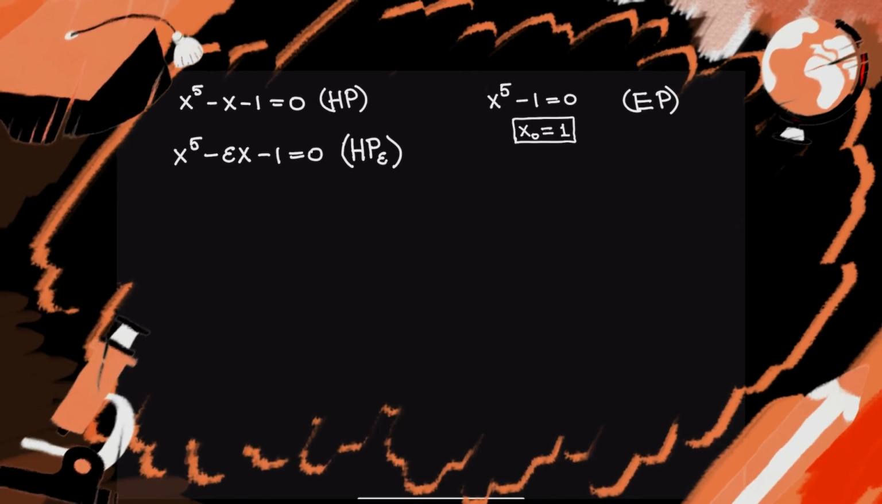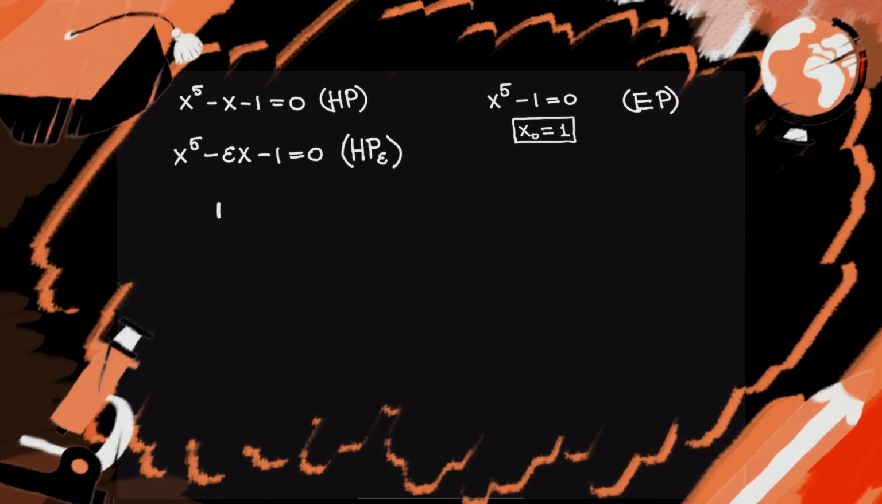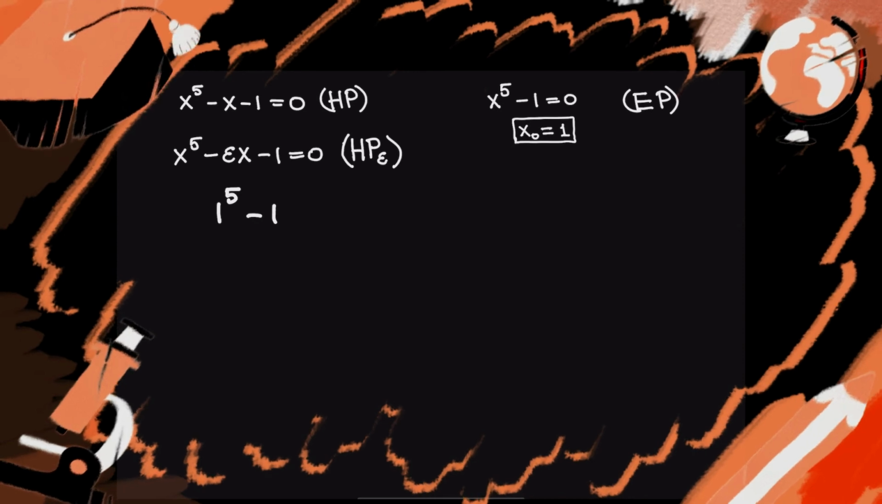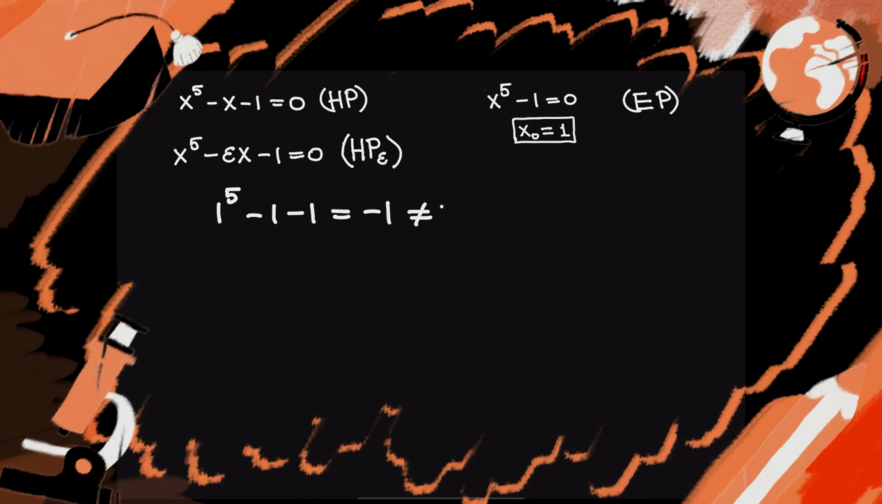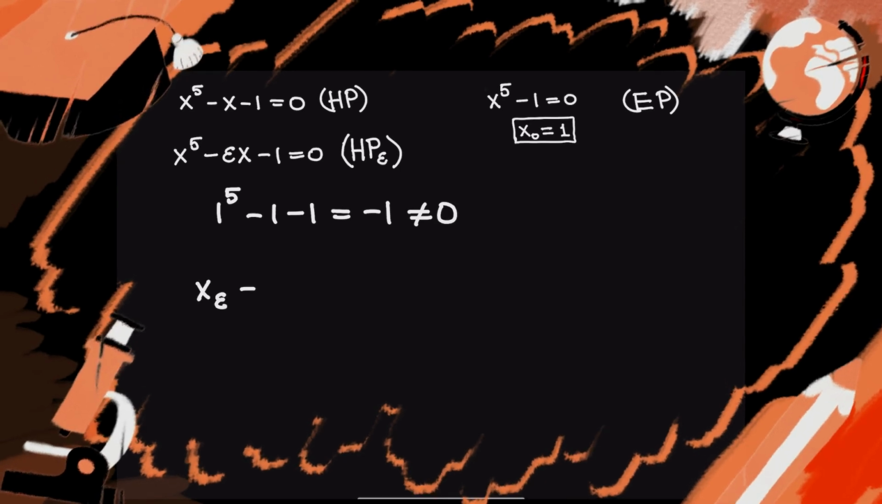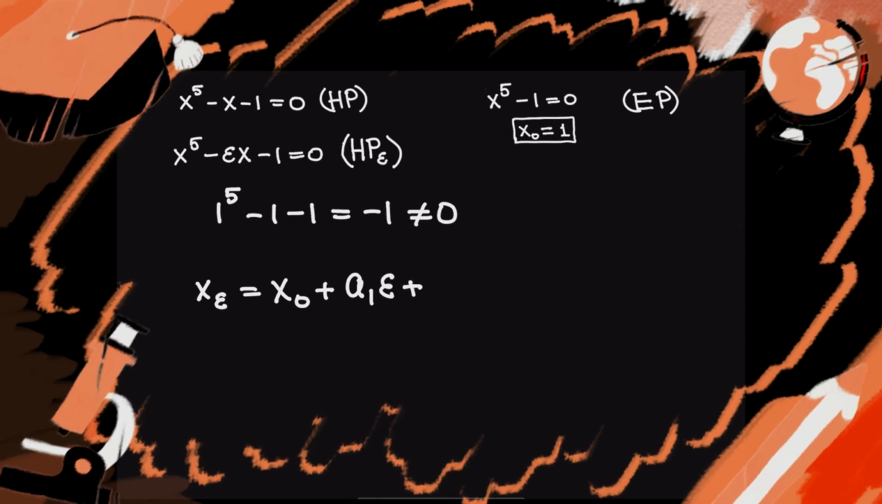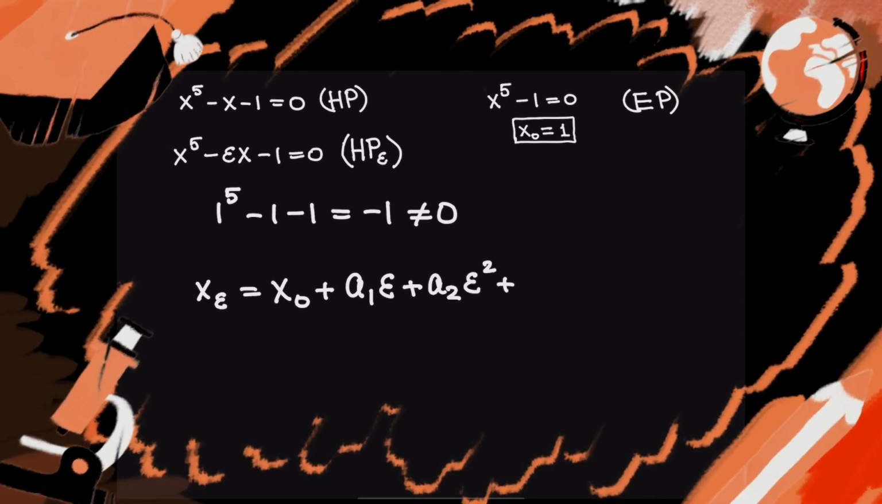So how do we go from a solution x naught of the easy problem EP to a solution of the hard problem HP that we started with? Well, the first thing to say is that x naught equal to 1 is at best an approximate solution of the hard problem. It is certainly not a solution. To find the solution of the hard problem, we need to add all the error contributions that depend on epsilon.